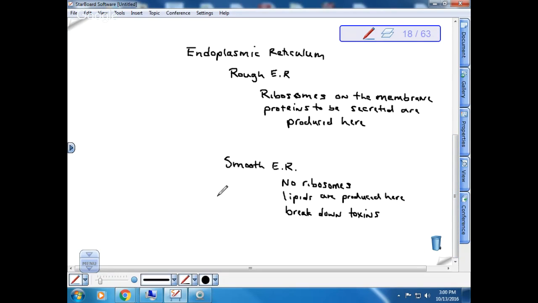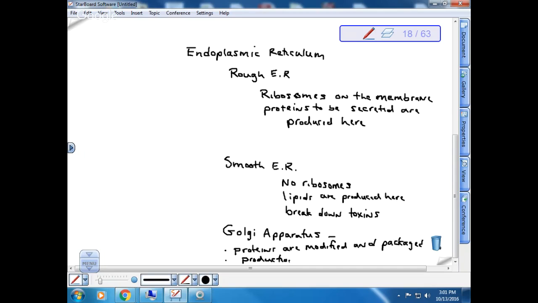Okay. And then finally, we have a structure called the Golgi apparatus. Golgi does not mean anything. This is just the name of the person, okay? Golgi apparatus. This to me always looks like a stack of pancakes. They always draw it like that. And this is where proteins are packaged. They're actually modified, we'll put first, modified and packaged. The other thing that happens in the Golgi apparatus is the production of sugars. Okay, so production of sugars occurs in the Golgi apparatus.